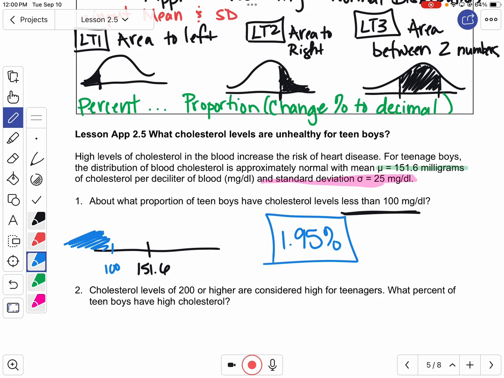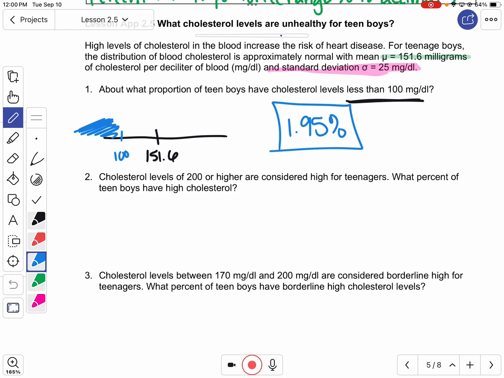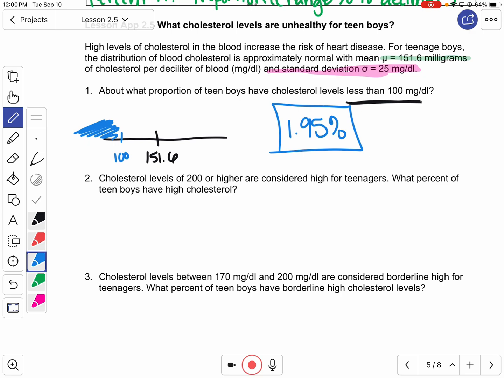Let's look at the next one. It says cholesterol levels of 200 or higher are considered high for teenagers. What percent of teen boys have high cholesterol? So again, let's just look at it. I've got 151.6. Where would 200 be? To the left or the right of that? To the right. And I want it to be higher than 200, so which way would I color? To the right. Okay, I would color to the right.